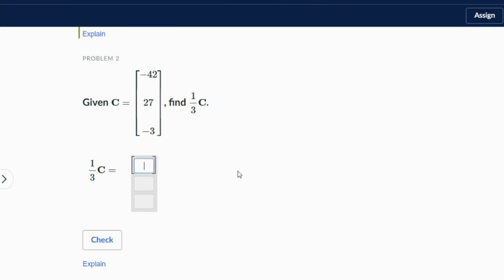All right. Oh, I want to give you the hard one. There you go. Let's see who can give me these 3 numbers. If C is the matrix that's negative 42, 27, and negative 3, find 1/3 C. So you're just multiplying those numbers by 1/3, which really, if you multiply by 1/3, that is equivalent to dividing by 3. That's the same thing as dividing by 3, multiplying by 1/3.